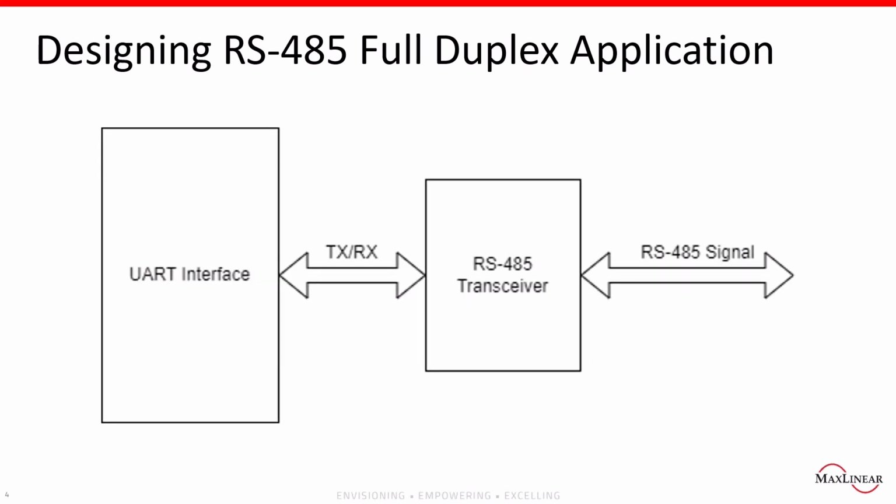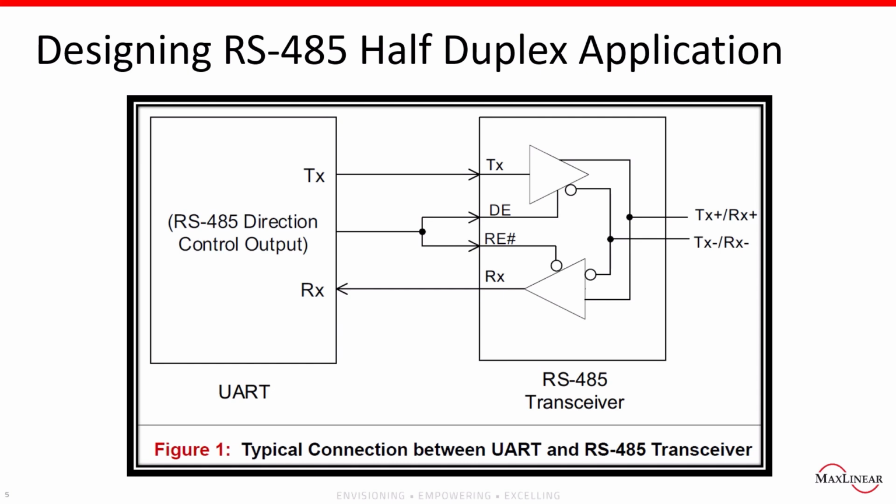However, most typical applications in RS-485 are using half-duplex. Designing RS-485 half-duplex requires a bit more attention to some details. This is a typical connection between UART and RS-485 transceiver for an RS-485 half-duplex application. Notice that the key element in a half-duplex application is the RS-485 direction control output connected to the DE/RE pin of the RS-485 transceiver. This decides whether the transceiver is under transmit mode or receive mode. It needs to be properly handled to avoid data collision or data loss.